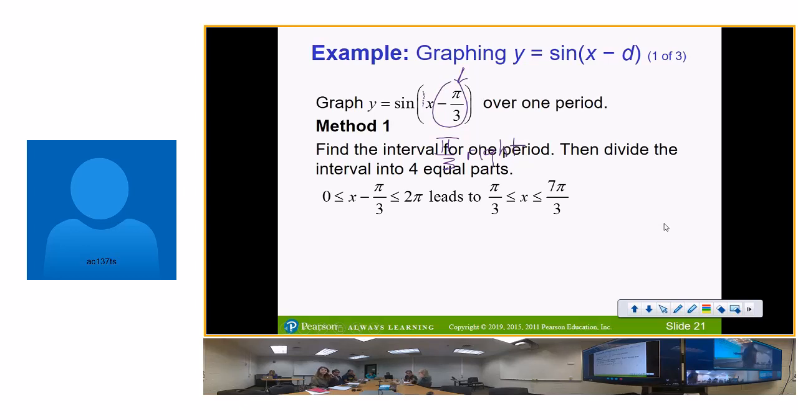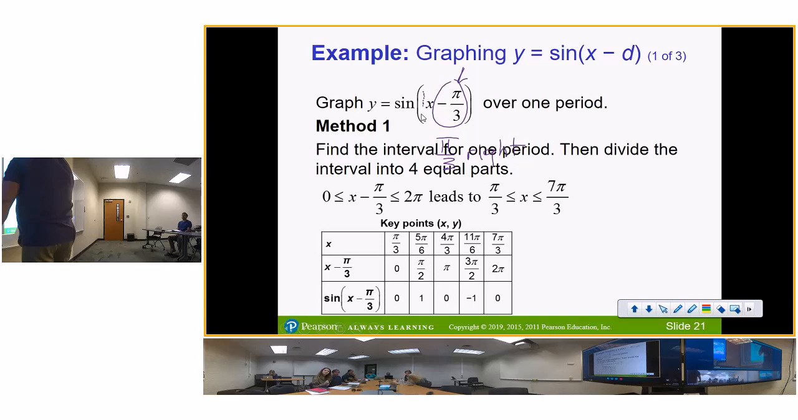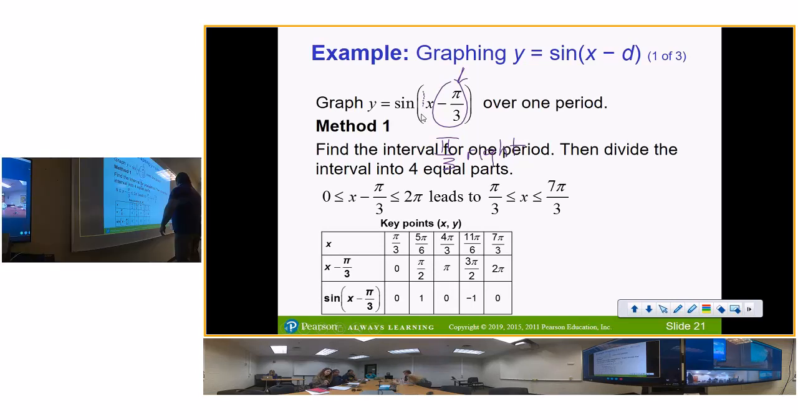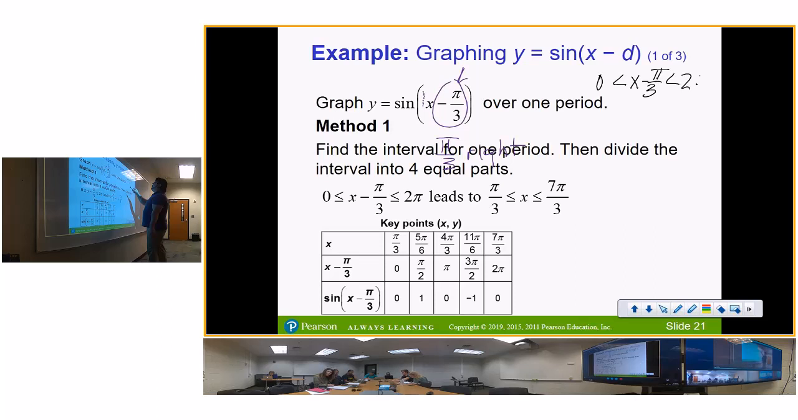Well, you just put x minus 2/3. You take this, and this is old school. You take x minus 2/3, and you put it in the middle. I did all this on my example. So x minus pi over 3 is greater than 0 and less than 2 pi. How do you get rid of negative pi over 3? You add pi over 3. Add it on one side, add it on the other. So 2 pi plus 1 plus pi over 3.